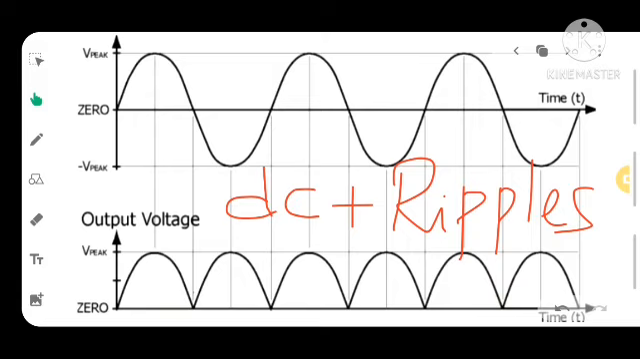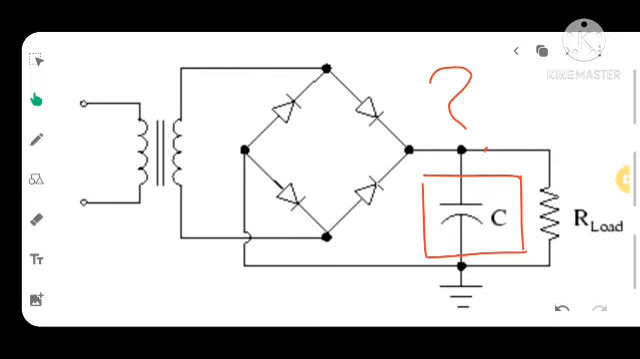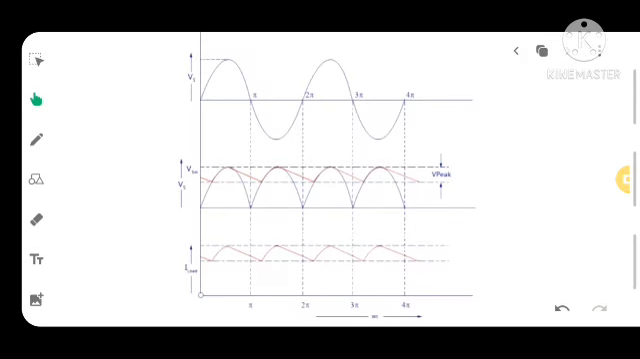Now what do we have to do? By using this circuit, we can reduce the AC component or the ripple in the output voltage. Let's see. The waveform will be like this. As you can see here, it is comparatively better than this one, and you can understand that the amount of ripples in the output voltage has decreased.